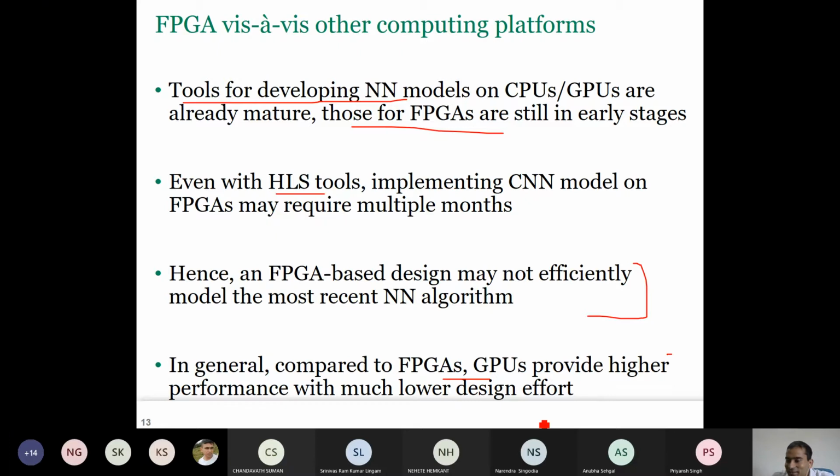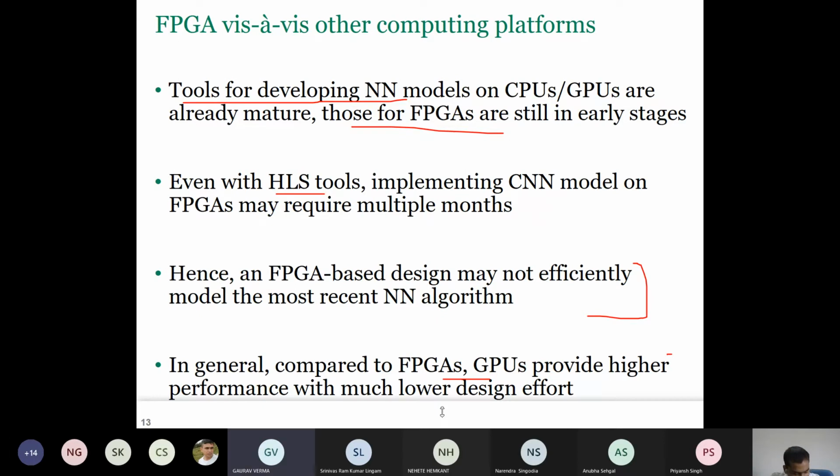Gaurav Verma, you know it, right? Yes, sir. What is the benefit of FPGA? Tell me, you know, right? What is the benefit?